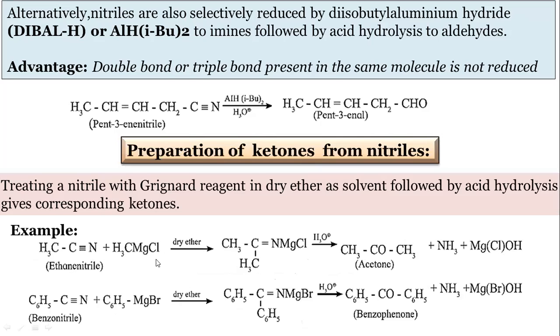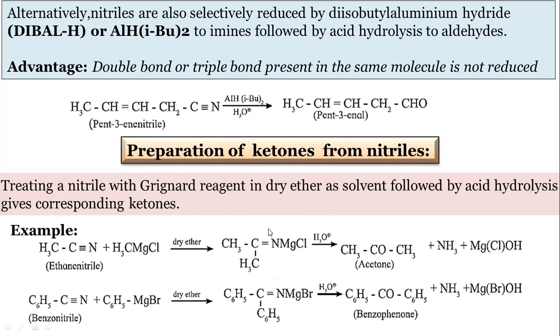When you are using Grignard reagent, always we have to use dry ether as a solvent, because this is very reactive. First, this CH3 having the minus charge, this Cl is also having the minus charge, and magnesium having the 2 delta plus. So this CH3 will attach to this carbon. This triple bond will be converted into double bond, and we'll get here minus charge, and this will attach to MgCl. So this intermediate is formed first.